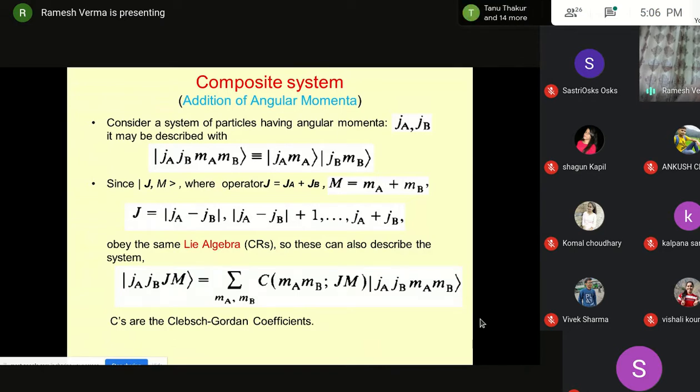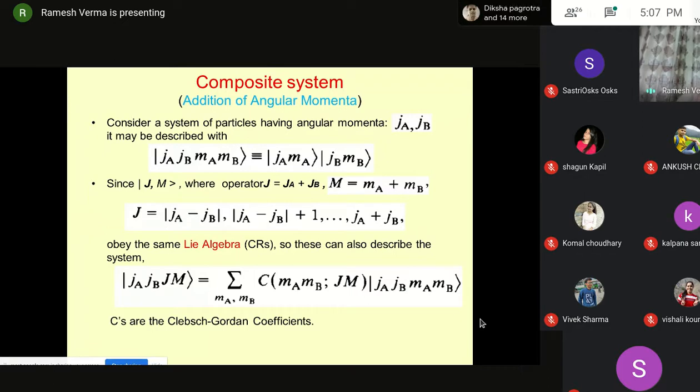Suppose we have two angular momenta, J_A and J_B, associated with two particles. To begin with, we limit ourselves to a two-particle state, because three-particle systems are going to be more complicated. So I restrict the system to two particles. Each of them carries angular momentum. This could be spin angular momentum, it could be orbital, it could be total angular momentum. That is not the point. Any angular momentum you choose, you just do it.